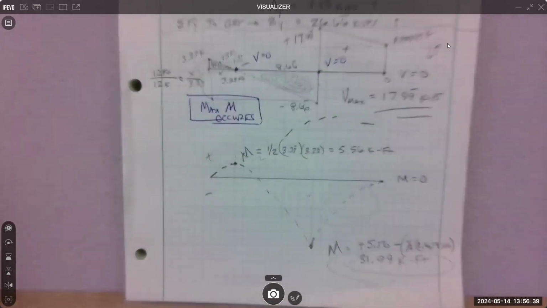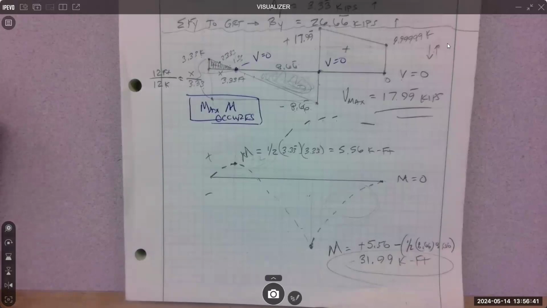Good? Now we have our maximum moment and we could go for bending stress, but we're out of time, so we will do that on Thursday. You have a couple of problems to do.